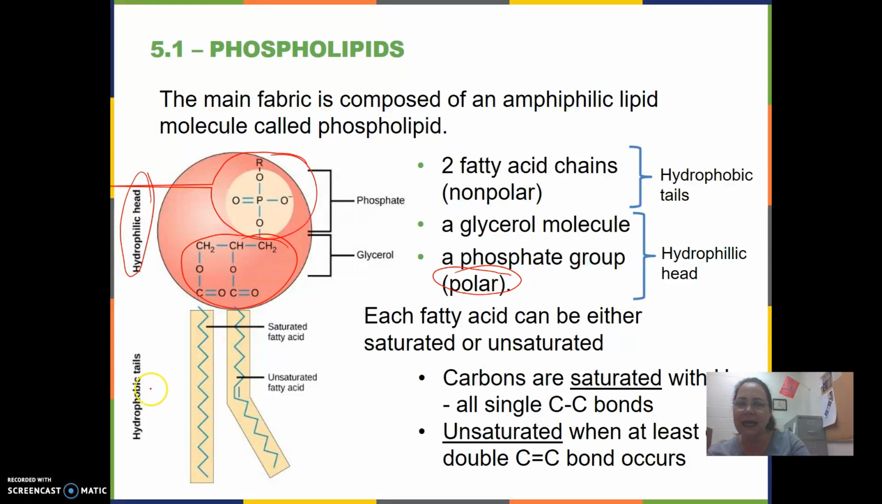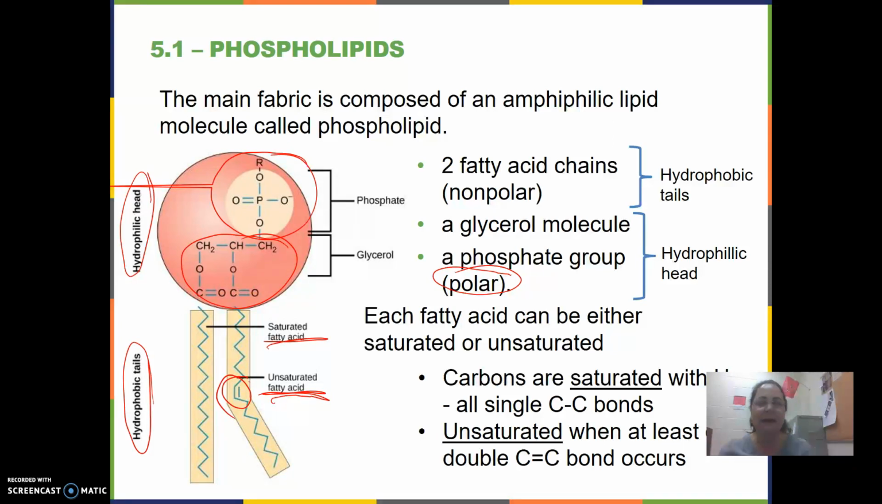Then the hydrophobic tails are fatty acids, and they can be saturated or unsaturated fatty acids. Just to remind you, if it's saturated, then it's a straight chain of fatty acids, and it doesn't contain any double bonds between the carbons in the hydrocarbon chain. But if it's unsaturated, it contains at least one double bond, and that will typically make the unsaturated fatty acid bent, at least at one spot.